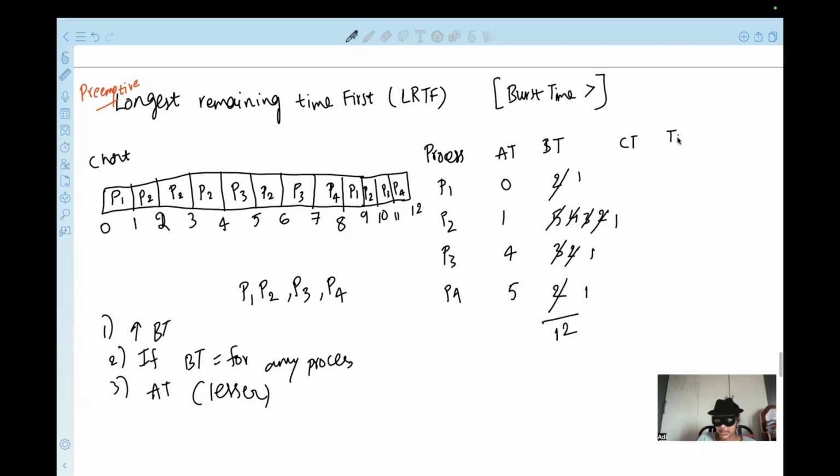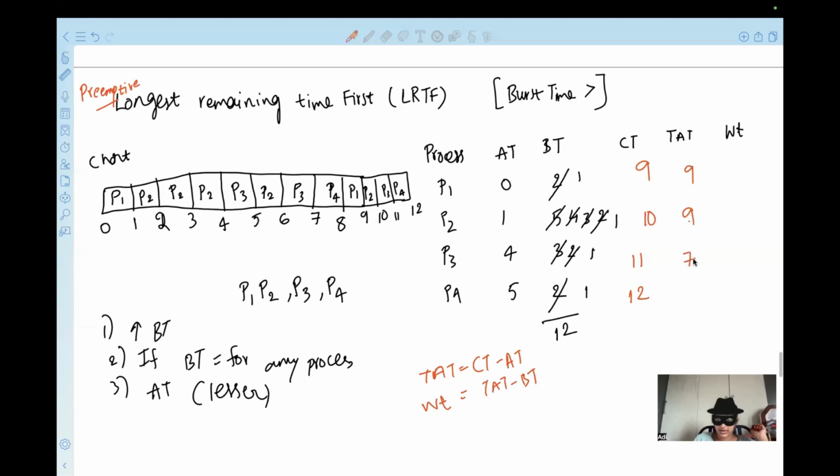And now you will write the completion time, turnaround time, and waiting time. Okay. So completion time and turnaround time. For P1, the completion time is 9. For P2, it is 10. For P3, 11. For P4, it is 12. Turnaround time is completion time minus arrival time, 9 minus 0, 9.